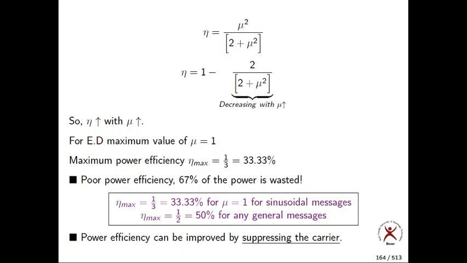power efficiency. The reason, I told you in the last class, for poor power efficiency is you are carrying a pure carrier which is not having any information and that is having more power. So you can improve your efficiency by removing or suppressing that carrier. Okay, so this leads to another type of modulation scheme. So let us go to that modulation scheme.